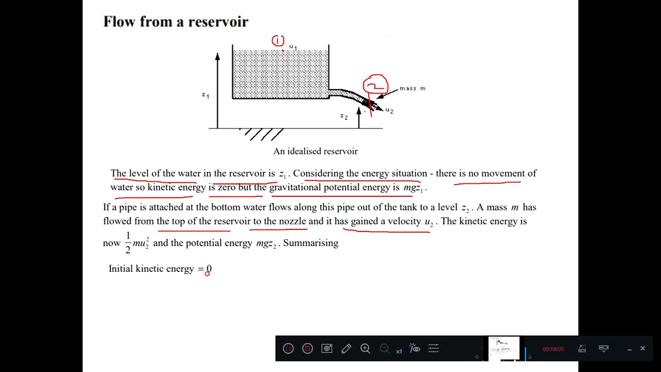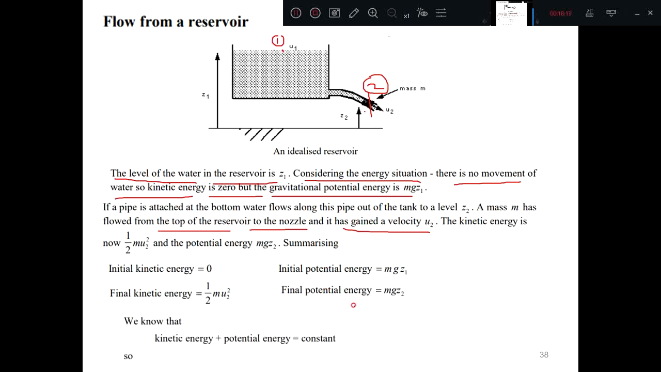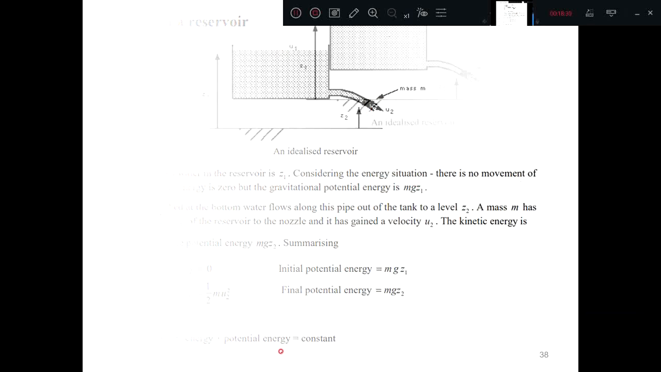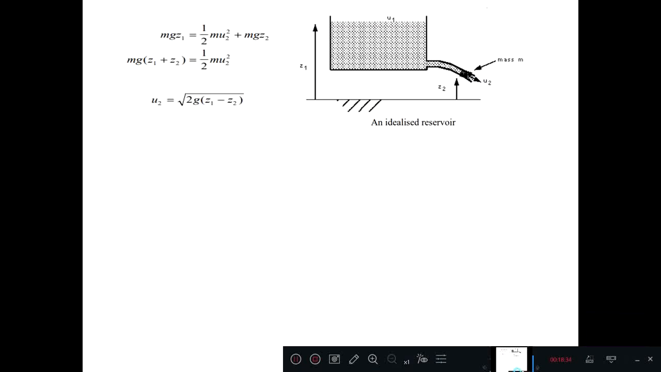So summarizing, the initial kinetic energy at 1 is 0, the initial potential energy is mgz1, the final kinetic energy is half mu2 square, and the final potential energy is mgz2. Similar to the previous one, we know that kinetic energy plus potential energy is equal to a constant. So this is the equation we can write finally.